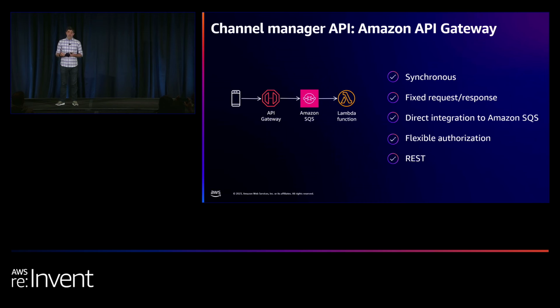So this uses Amazon API Gateway. It's very much a synchronous type of interaction with the client, but there's actually asynchronous work happening here. In this case, we're also using SQS as a way to kind of govern how Lambda interacts with the downstream service.